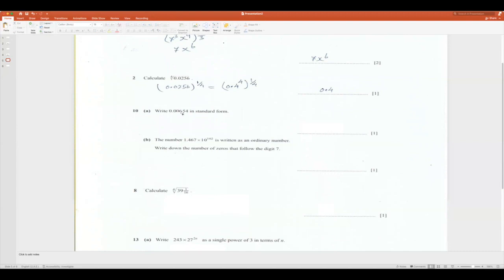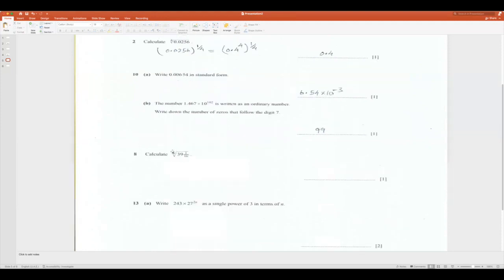Write in standard form. So the decimal point should come here. So 1, 2, 3 to the right. Then minus 3. 6.54 into 10 to the power minus 3. The number 1.467 into 10 to the power 102 is written as an ordinary number. Write down the number of zeros that follow the digit 7. Digit 7 means 1, 2, 3 also coming. So minus 3. 102 minus 3 means 99. Number of zeros that follow the digit 7 is 99.